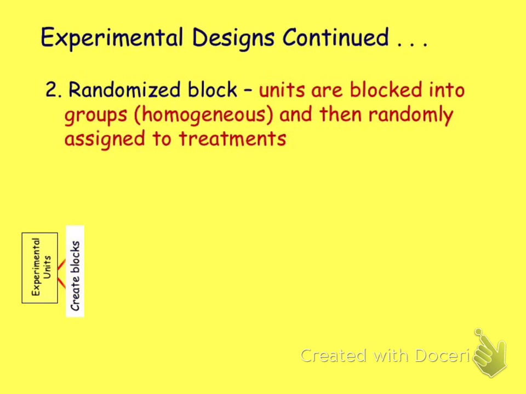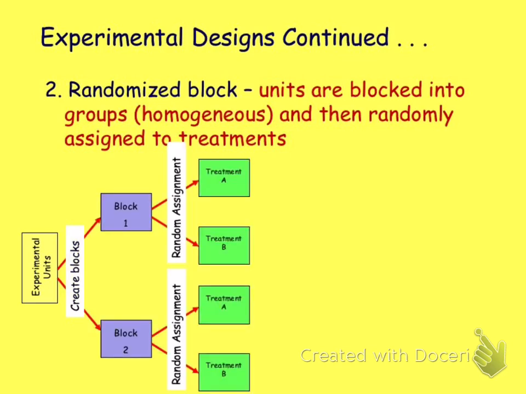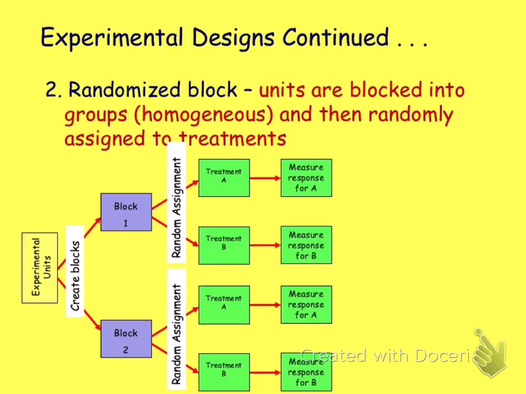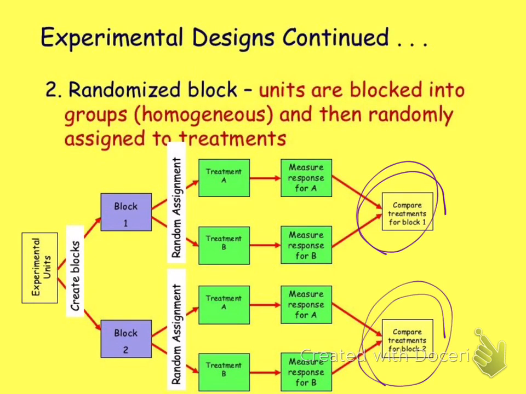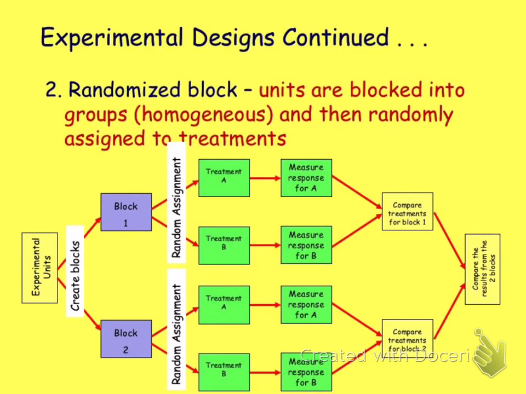So experimental units, you have them. You create blocks, homogeneous blocks like stratified. And then you randomly assign. Then you compare within the blocks. So this is the main key. You compare within the blocks. So it would not make sense, like if I were blocking by how close they were to the water, to compare how close they were to the water to how far away they were from the water. So you only compare within the blocks. And then you compare the overall treatments.